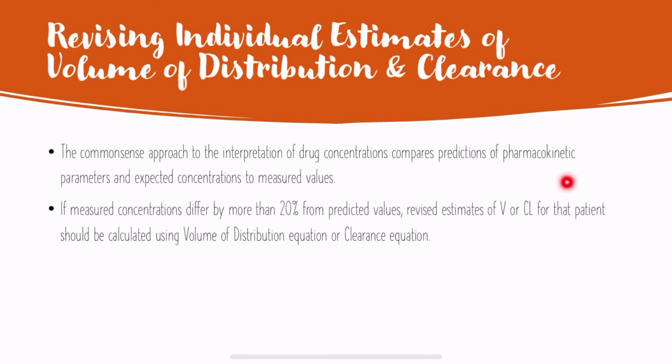So, revising individual estimates of volume of distribution and clearance. The common sense approach to the interpretation of drug concentrations compares predictions of pharmacokinetic parameters and expected concentrations to measured values. If measured concentrations differ by more than 20% of predicted values, a revised estimate of volume or clearance for that patient should be calculated using the volume of distribution equation or clearance equation as I discussed in the previous slides.